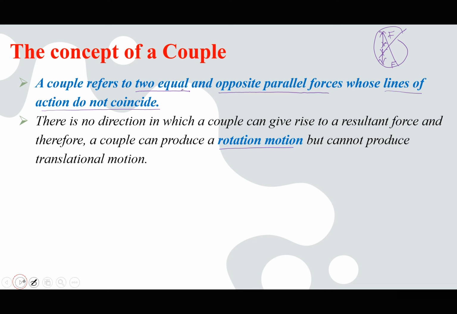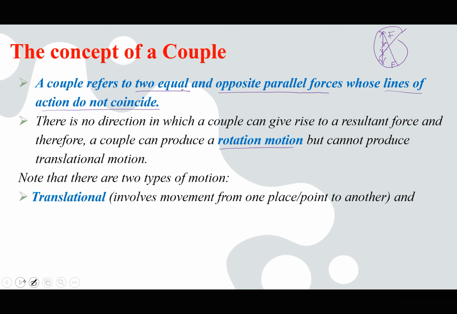So I just want to remind you that there are two types of motion. Although they are not very important, we have what we call translational, that is, involves movement from one point to another. And we have what we call rotational. This involves turning about a fixed point. Of course, remember, for a body in equilibrium, there should be translational equilibrium and there should also be rotational equilibrium. In other words, the body should not move from one point to another and the body should not rotate about any point if it is in equilibrium.